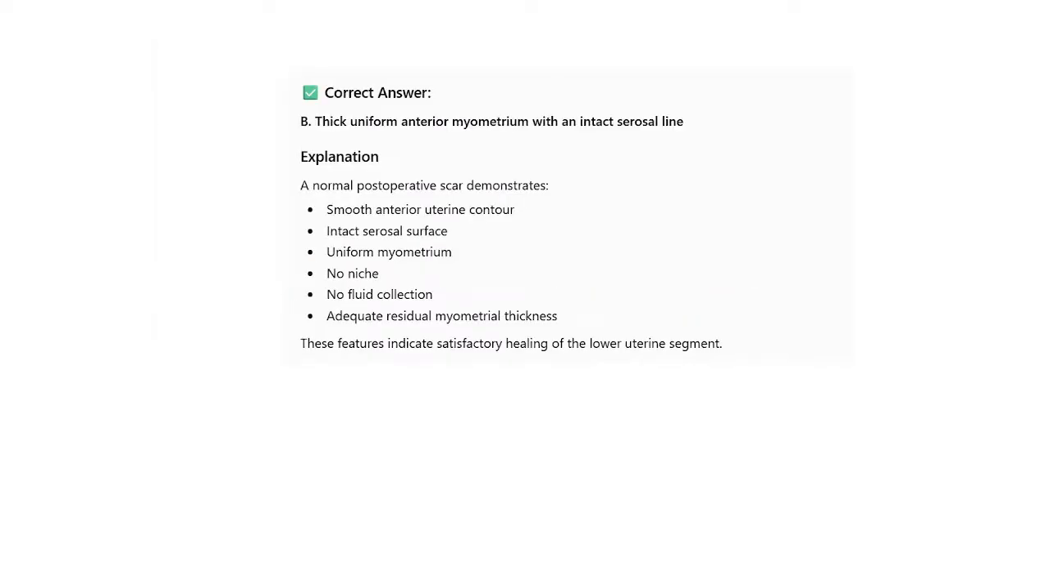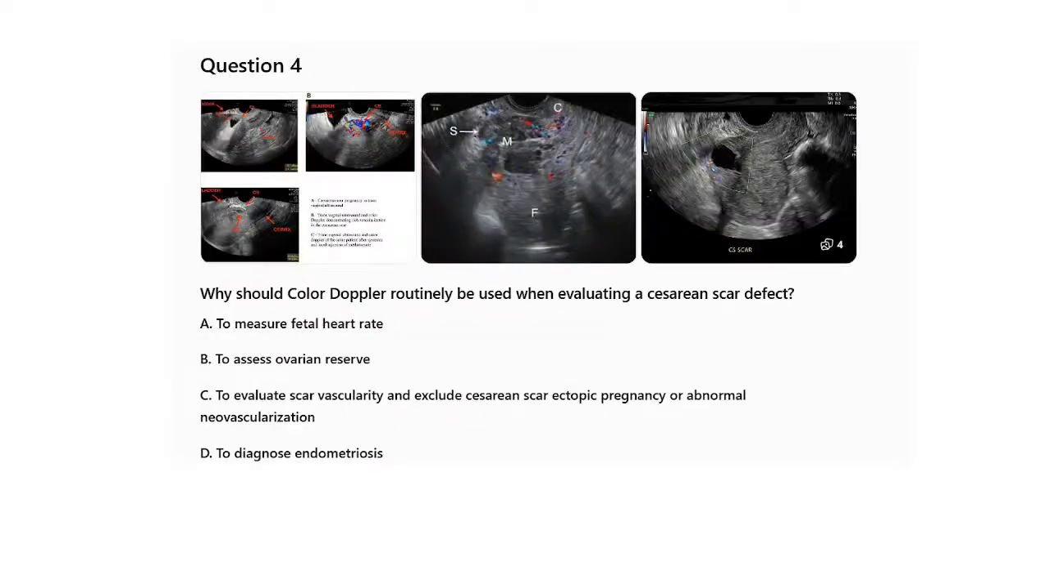Thick uniform anterior myometrium with an intact serosal line. Explanation: a normal post-operative scar demonstrates smooth anterior uterine contour, intact serosal surface, uniform myometrium, no niche, no fluid collection, adequate residual myometrial thickness. These features indicate satisfactory healing of the lower uterine segment. Question number 4.